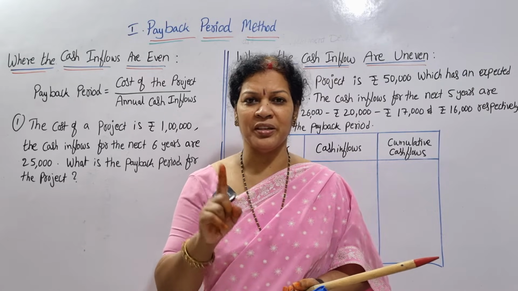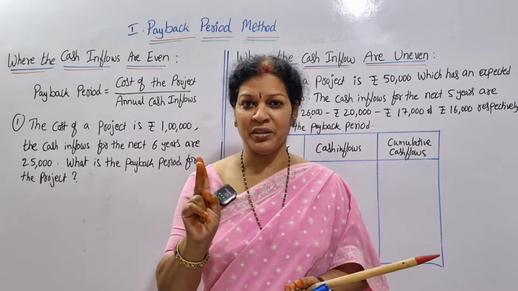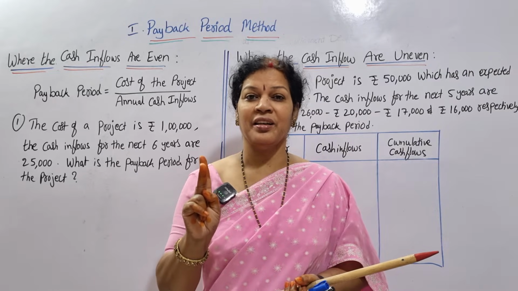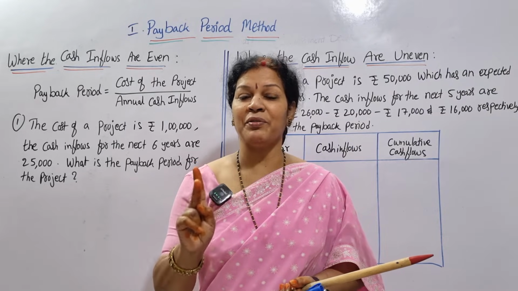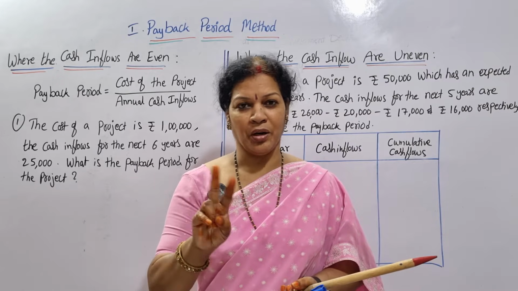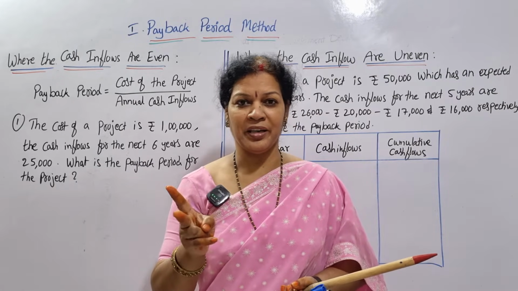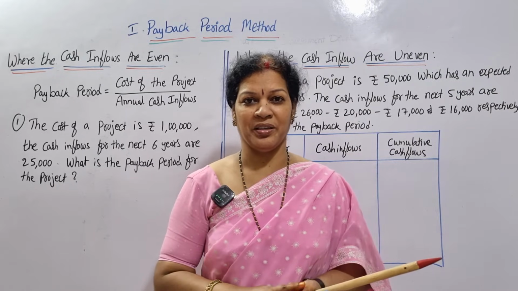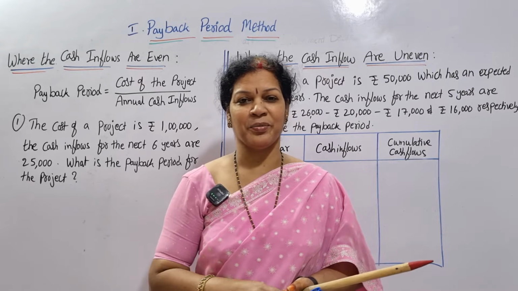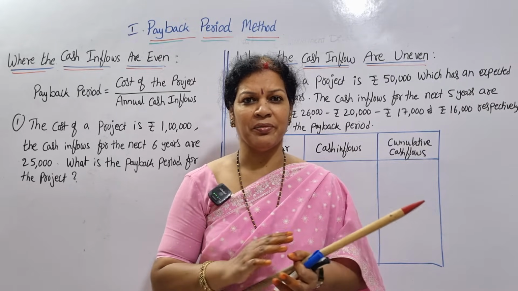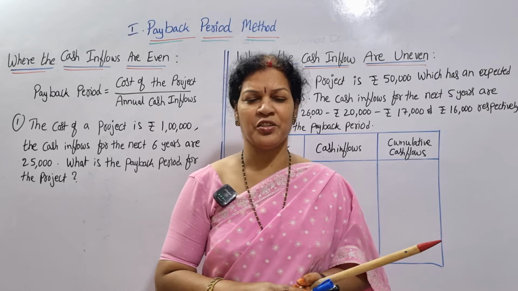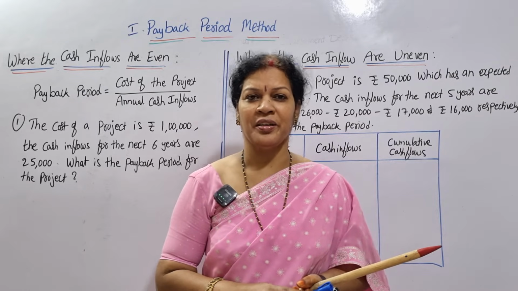What are those methods? One is payback period method, second one is ARR, accounting rate of return or average rate of return. So out of this payback period and ARR, we'll see payback period method today. ARR next class, but we'll go in depth. You'll get a very good understanding. Just focus for 5 minutes, you'll understand.